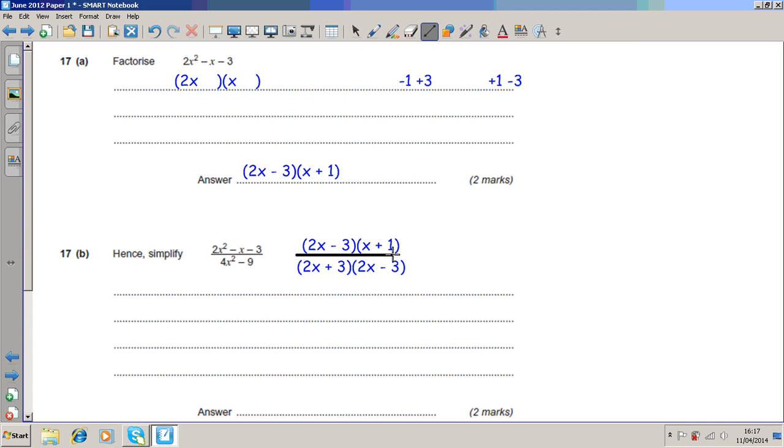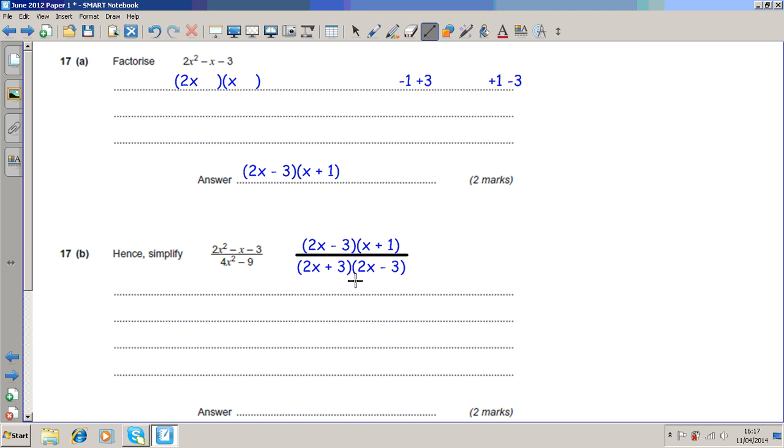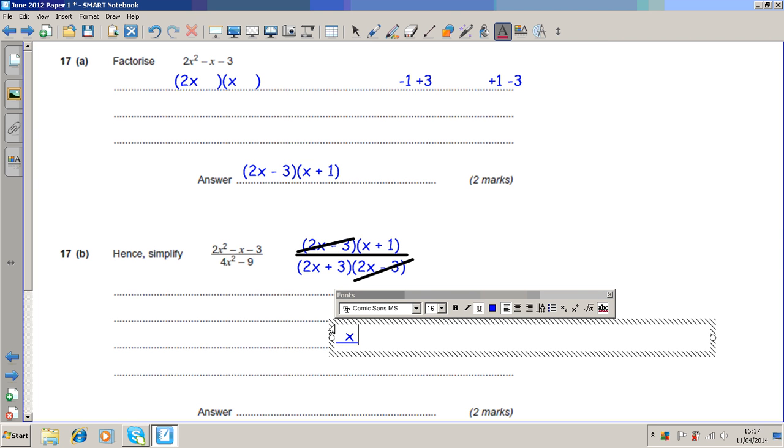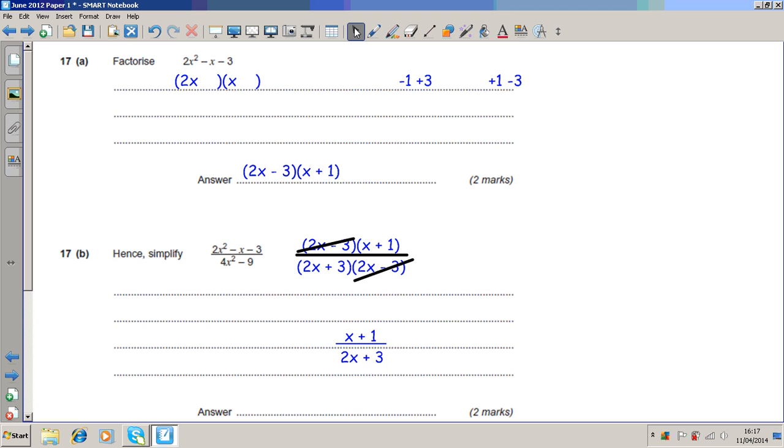So factorise the top, factorise the bottom, remembering you've done one of them already. Then once you've done that, it's a case of just cancelling off anything that's the same. That there and that there are the same. So my answer is going to be plus 3.